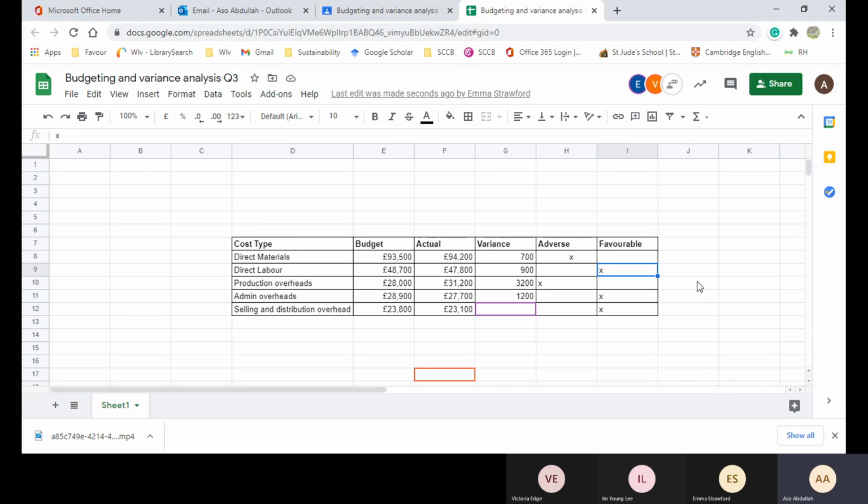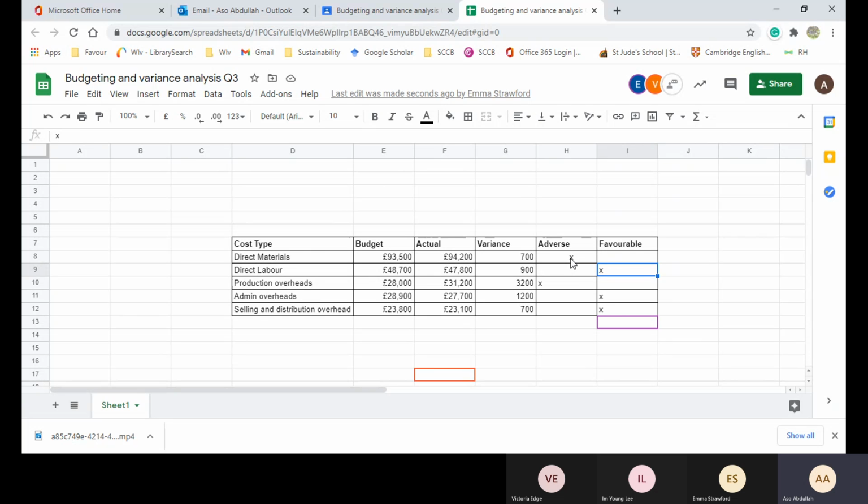Well done. And thank you very much. Yes, you did it absolutely in the correct way. So the variance is obviously just the difference between the budget and actual. Since they are costs, if your actual is going to be less than your budget, then it's going to be favorable.